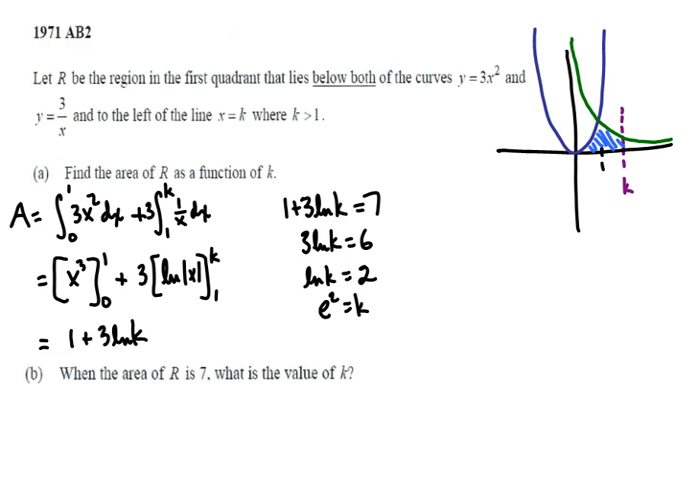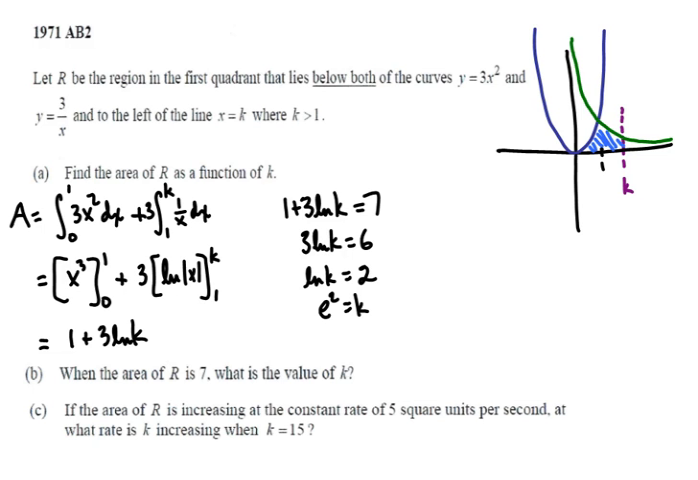Now the third question asks, if the area is increasing at a constant rate of 5 square units per second, so we can see this is going to be a related rates problem. And we start to write down our givens. dA/dt is equal to 5 square units per second. And we're looking for the rate at which k is increasing. So we want dk/dt when k is equal to 15.